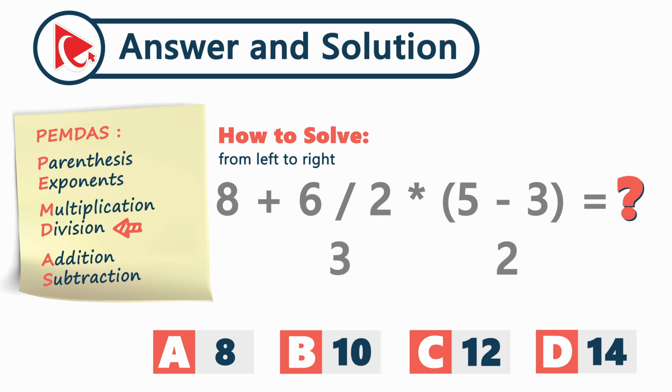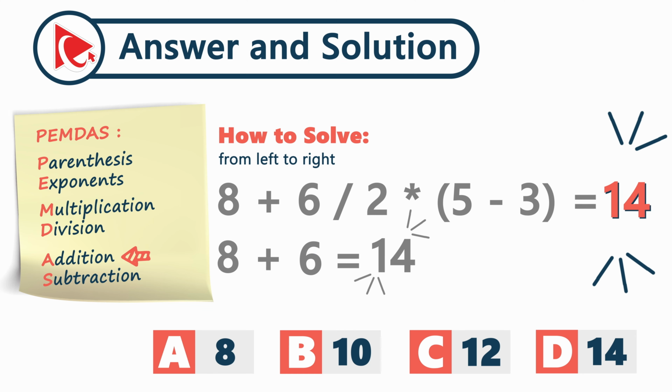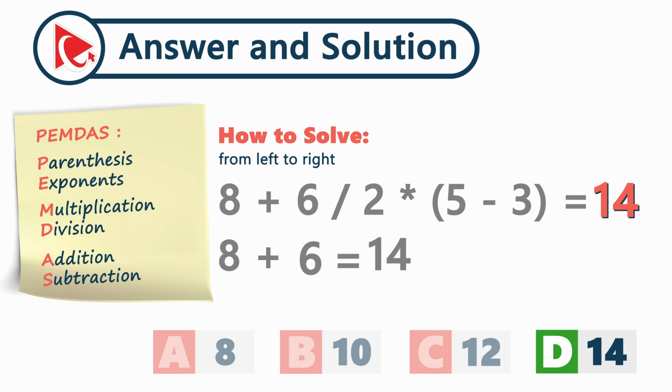Let's do a quick check-in to see how the updated expression looks. Now the simplified version looks like 8 plus 3 multiplied by 2 equals question mark. Let's continue just a few more steps. 3 multiplied by 2 equals 6, and 8 plus 6 equals 14. So the correct answer here is choice D, 14.